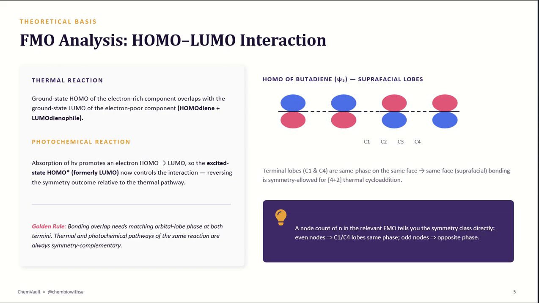Look at the diagram on the right side. This is the HOMO of butadiene, psi 2. Notice the phases on carbon 1 and carbon 4. These terminal lobes.